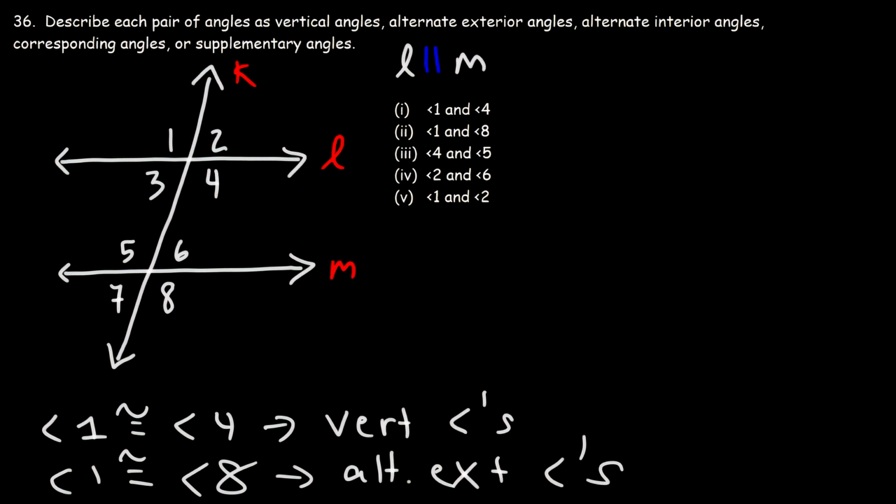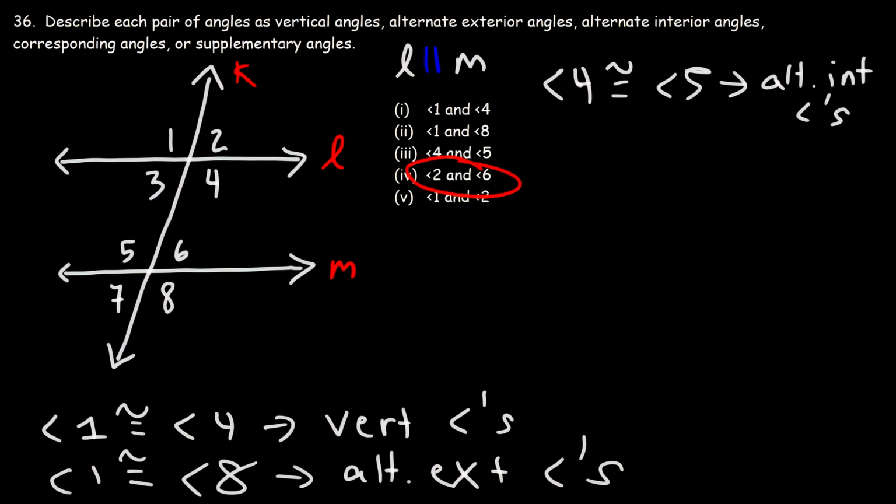Now what about the next one? Angles 4 and 5. Now notice that these two angles are on the interior of the parallel lines, line L and line M. And notice that they are also on alternate sides of the transversal. 4 is on the right side and 5 is on the left side of line K. So those two angles are alternate interior angles. So angle 4 is congruent to angle 5. They are alternate interior angles.